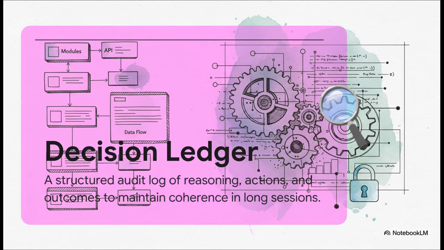Now, the secret sauce that makes that intelligent summary possible is this concept called the decision ledger. The best way to think about it is like the agent's own professional work journal. It's a structured record of every choice it made, every action it took, and what happened as a result. This lets it look back, stay on track, and pull off really long and complex programming jobs.